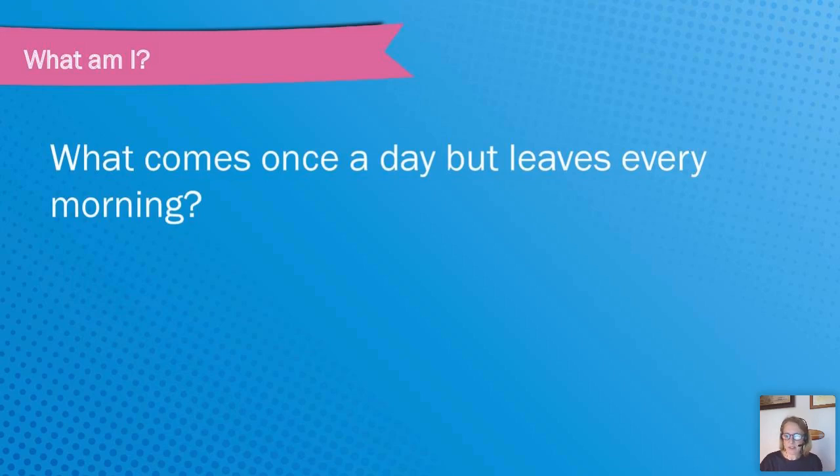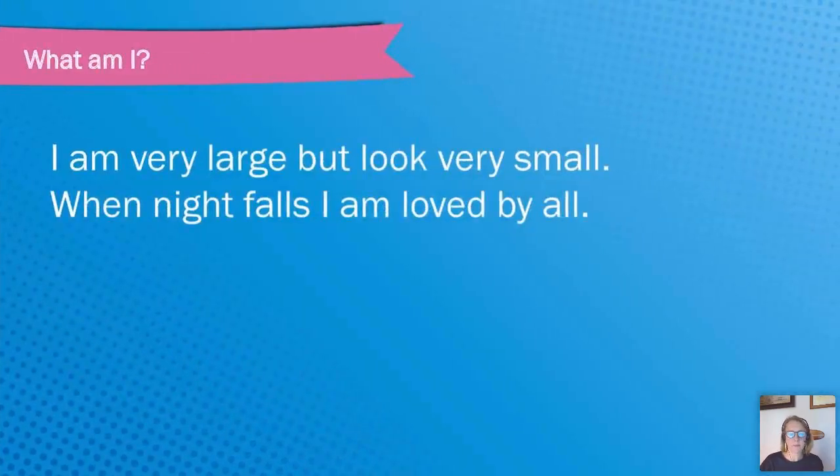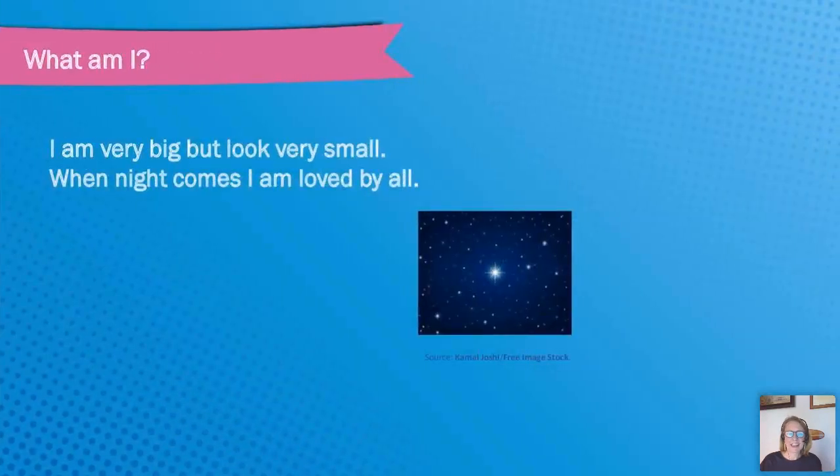Okay, riddles can have different forms, like this one. I'm very large, but I look very small. When night falls, I am loved by all. What am I? It could be the moon. I'm very large, but I look very small. Is a star. Great. Great. Stars. Yep.